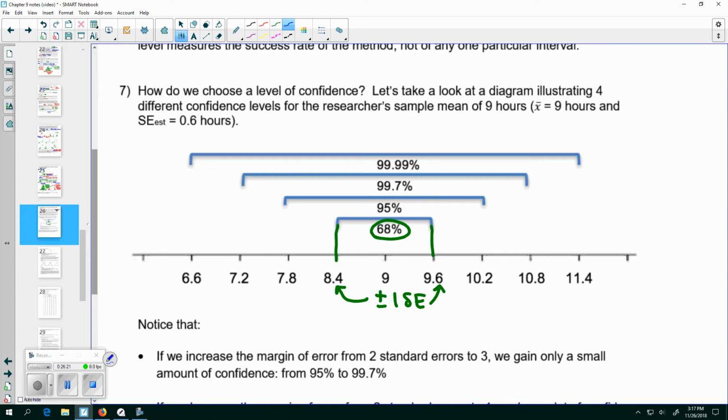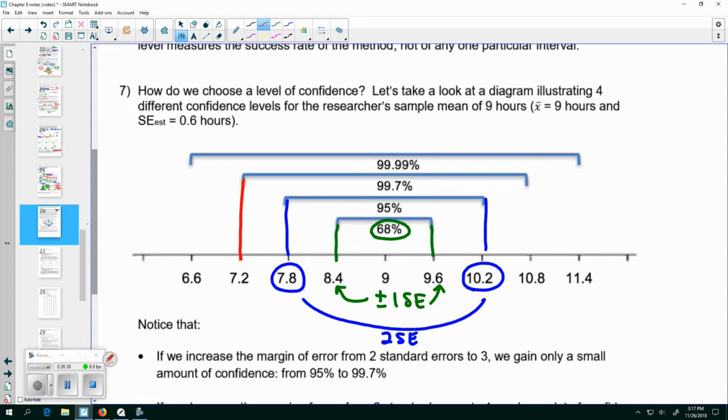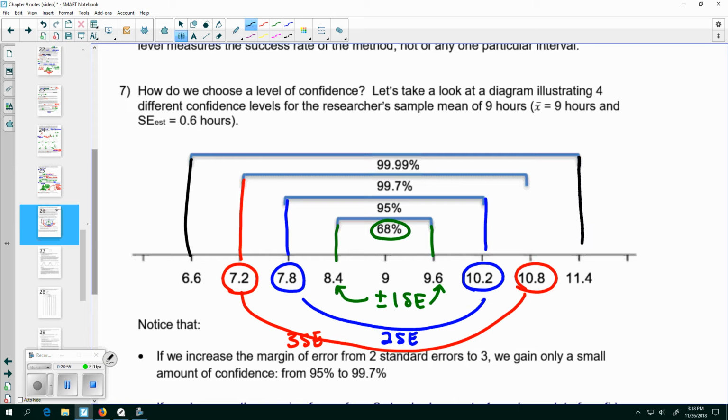It's not a very high confidence level. But note if we go up to 2 standard errors, we have a big jump in confidence, but we're not making the interval too much wider. 3 standard errors, not a big change in our confidence level. We're going to be 99.7% sure or confident, but we still had to go 1 more standard error on either side. This is 3 standard errors. And 4 standard errors, 99.9% confident, or actually 99.99% confident. We go 1 more standard error above and below.